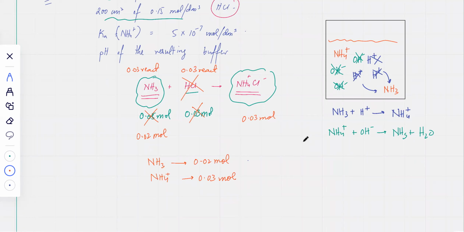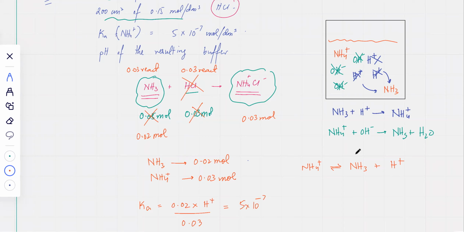The next thing you're going to do is use the dissociation constant K. It's basically this equilibrium that is set up between NH4 plus 1 and NH3. You have a dissociation constant for this. It's going to be NH3 concentration, which is 0.02, into H plus 1 concentration, which we don't know, and divide by the concentration of NH4 plus 1, which is 0.03, and the K value is given as 5 times 10 power minus 7.